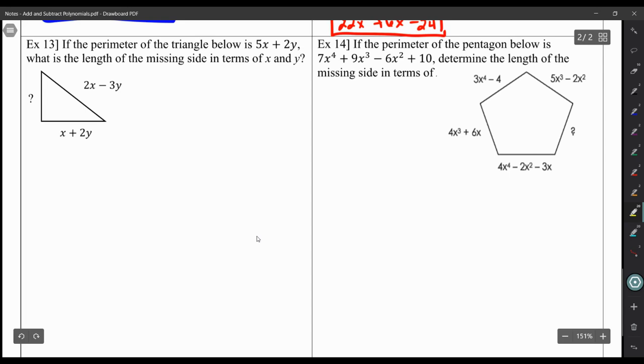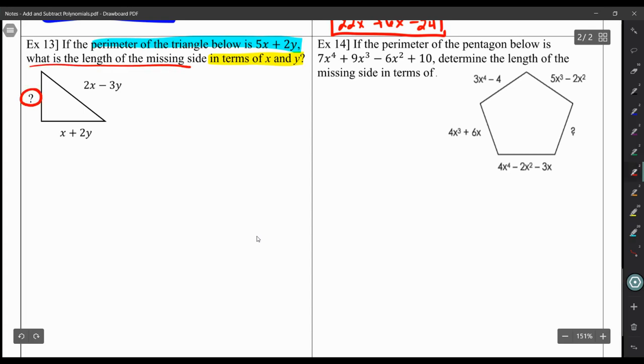Before we begin this problem, I want to talk about this, in terms of x and y. All that is saying is that your answer will have x's and y's in it. You're not going to have an answer of like 5 or 10. You will have x's and y's in your answer. That's all that means. So if we're looking at example 13, it gives me a couple things. First of all, it says the perimeter of the triangle below is 5x plus 2y. And it's asking me for what is the length of the missing side.